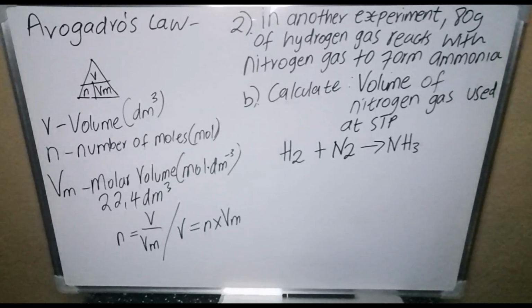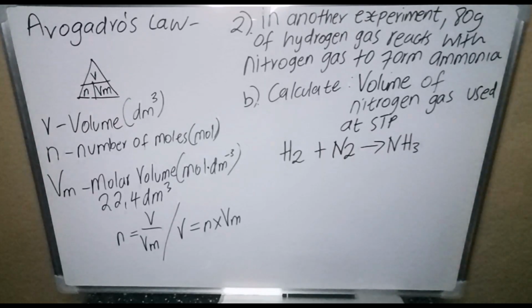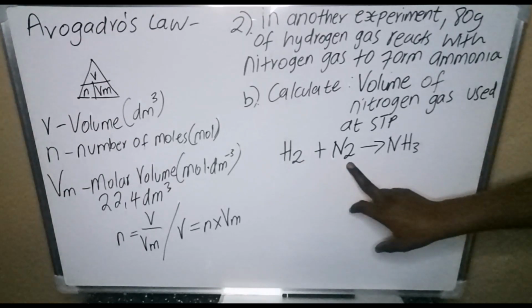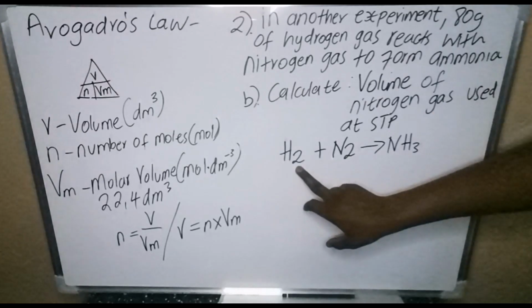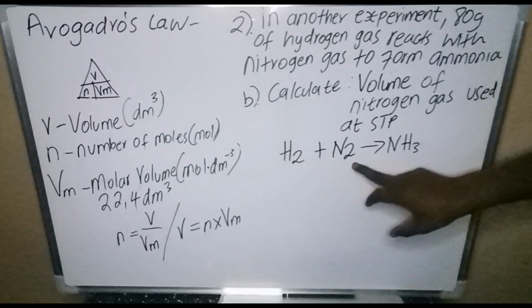To find the number of moles for nitrogen gas, we need the molar mass and the mass. We already have the molar mass of nitrogen, but we don't have the mass of nitrogen gas. So the simplest way to find the number of moles for nitrogen gas is to create a ratio. Since hydrogen is reacting with nitrogen here, we use the ratio of hydrogen to nitrogen. We already have the number of moles for hydrogen gas, so you use the ratio to find the number of moles for nitrogen gas.